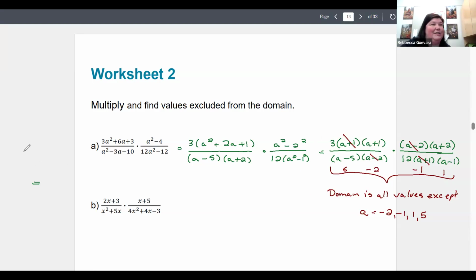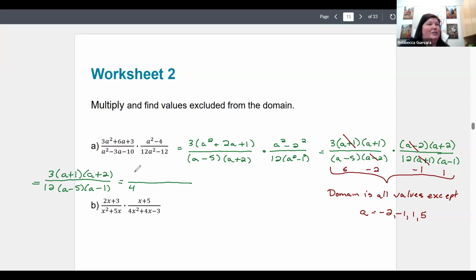We're going to put that over here, but that's going to have to go a little further. So we'll have the 3, a plus 1 times a plus 2, because when we multiply across the top, we still keep that. If we multiply across the bottom, we're going to have that 12, the a minus 5 and the a minus 1. So 3 divided by 12, that's going to leave me with a 4 on the bottom.